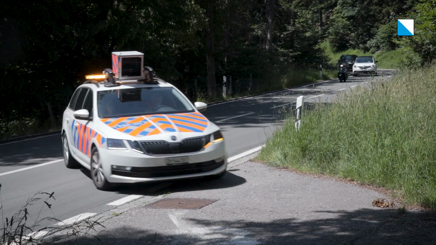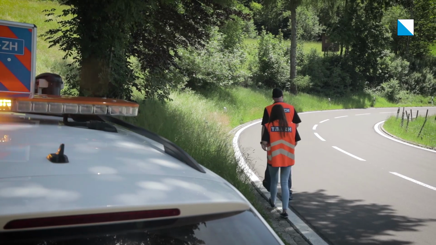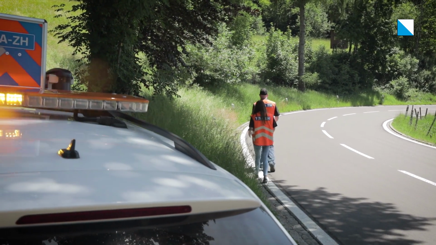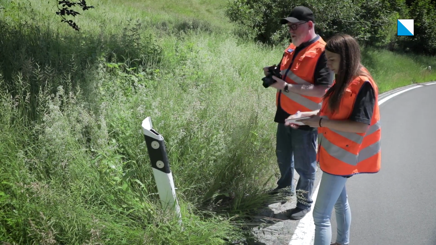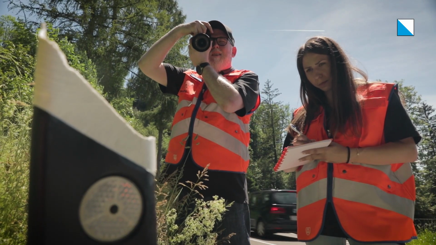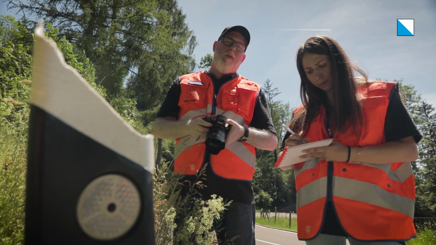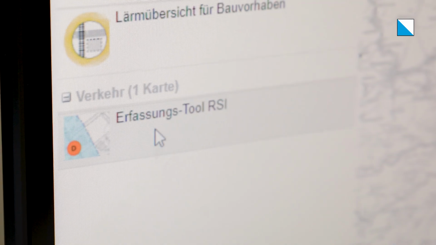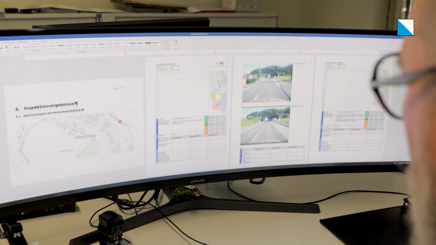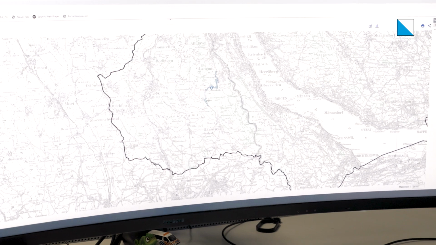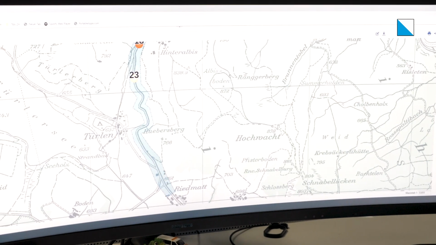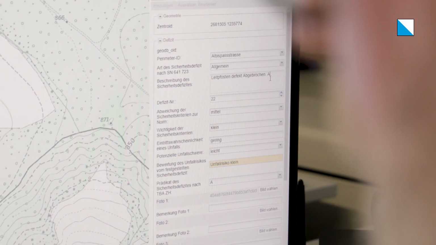After the drive, each individually marked safety deficit is examined in detail. We go on foot, take photographs, make notes, and then go back to the office. Back in the office, we make the report. We record these safety deficits in the system. In addition to recording these deficits, we also describe the measures we would like to take to remedy them.